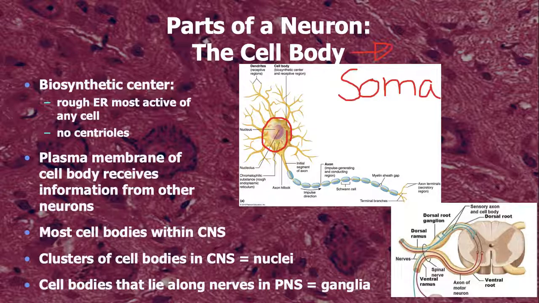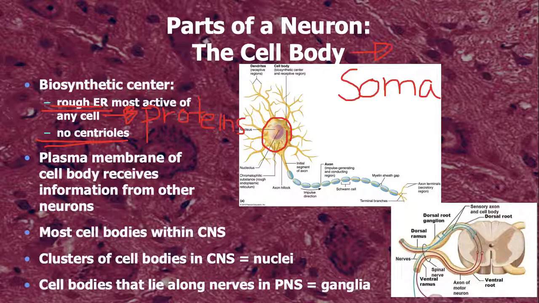It has the most active rough ER of any cell. And what does rough ER produce? It has ribosomes on it, and the ribosomes make proteins. We're making lots of proteins because neurotransmitters are proteins. So in order for us to send any information, we have to have a protein. They also have no centrioles. You remember what centrioles are used for? Mitosis. And if you don't do mitosis, you don't need centrioles, right?